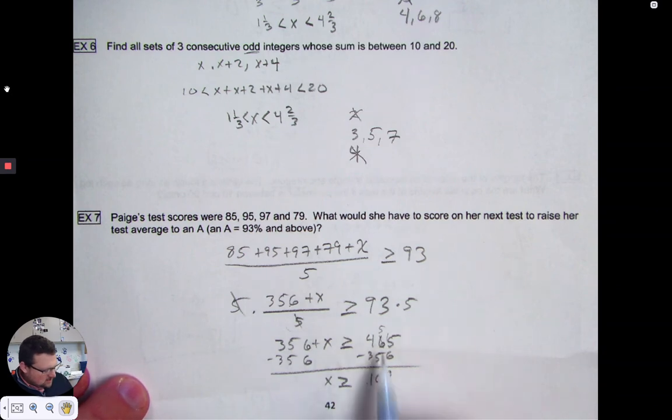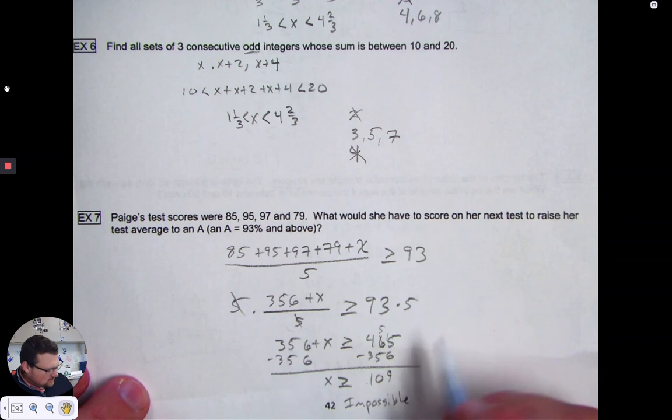So if she needs to get 109 on her next test, that's not really going to happen. Okay, so she can't raise it that high. So it's impossible, right? So mathematically it's possible, but it's impossible due to the situation.